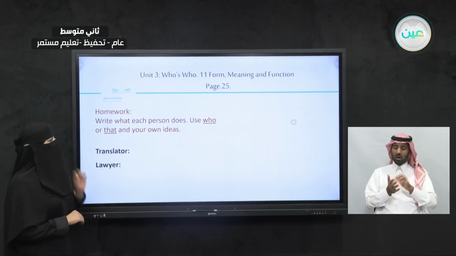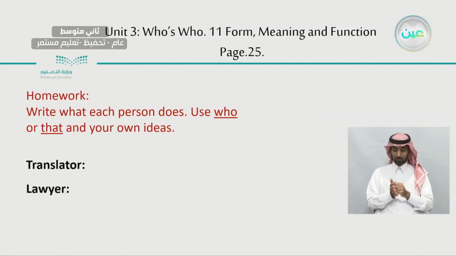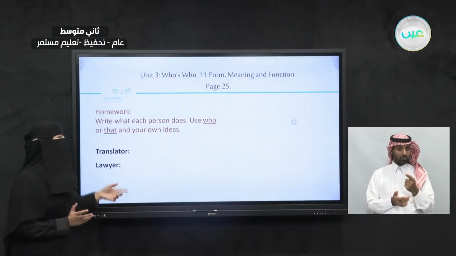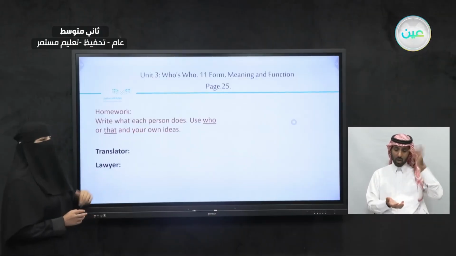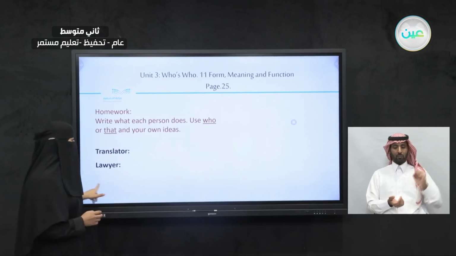Now, for your homework, what are you going to do? Write what each person does. Use who or that and your own ideas, just like before. So talk about a translator and a lawyer. Do you remember the job of the translator and the lawyer? So what are we going to use? You can use who or that to talk about these jobs.